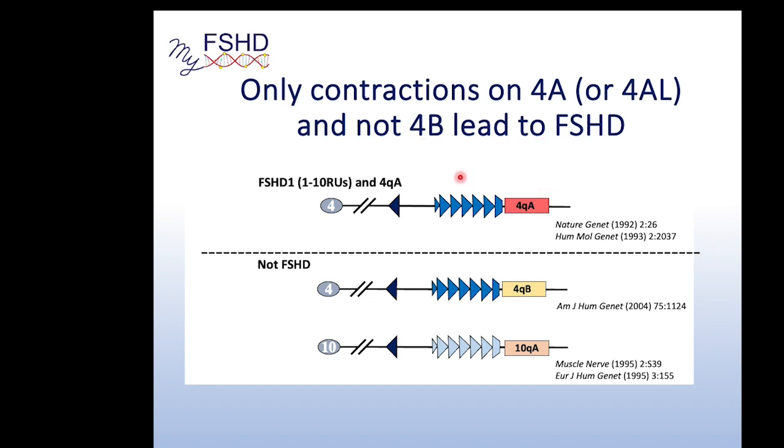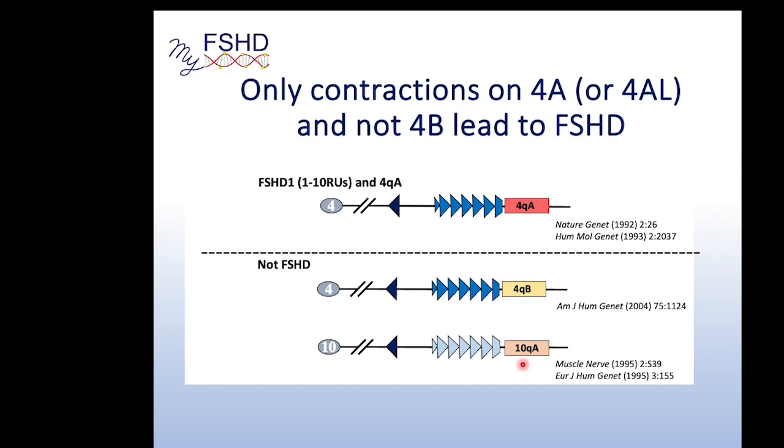Okay, so I mentioned that these D4Z4 repeats can be present upwards of 120 repeats per chromosome 4, normally, again, in the mid-20s to 30s. A deletion in the number of repeats to between 1 and 10, in the context of a 4A subtelomere, is by definition FSHD1. Now the same deletion in the context of a 4QB is not FSHD, and on chromosome 10, again, not FSHD. We'll get to why that is.